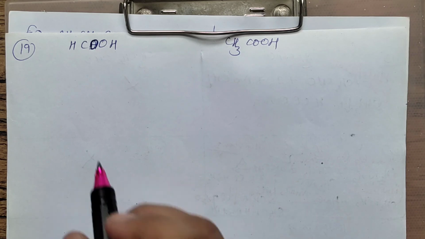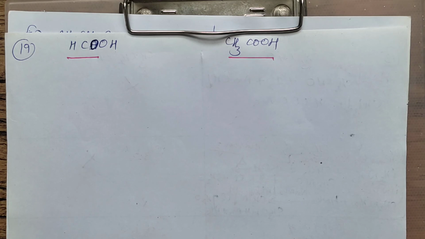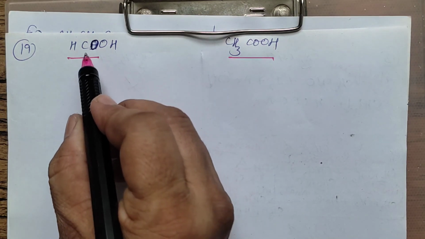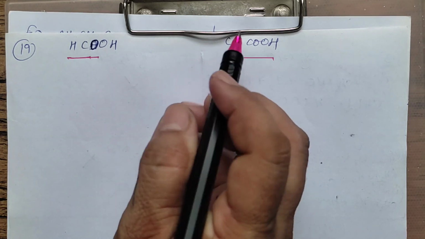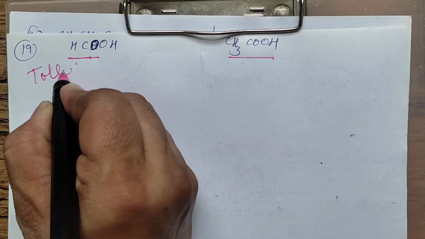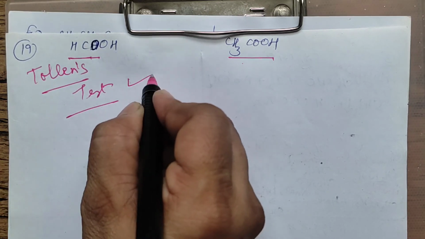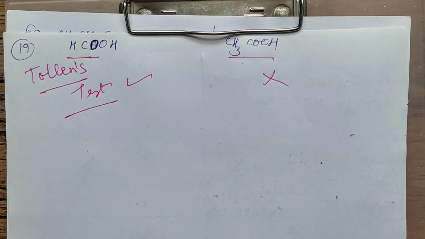This is the last one. Formic acid, acetic acid. You must be wondering, both are acids, then what is the distinguishing test? You will write like that. This is formic acid, this is acetic acid. Formic acid is the only acid which gives a positive Tollens test. It will give Tollens test, whereas acetic acid will not. Otherwise, if an acid is asked to be distinguished from some other functional group, you will take sodium hydrogen carbonate.